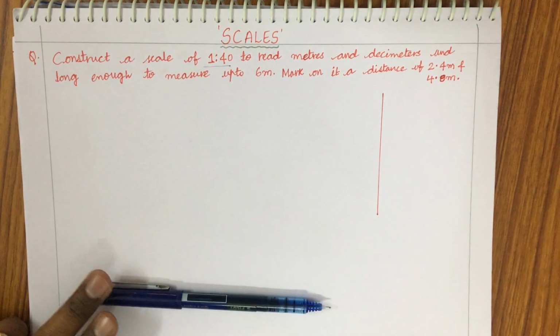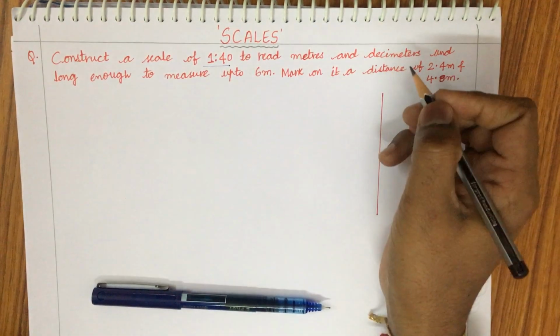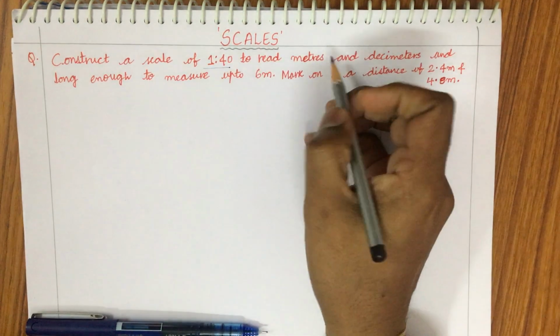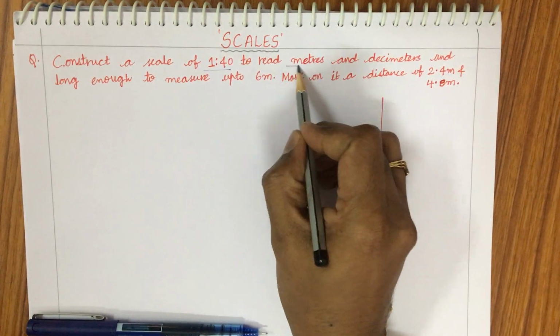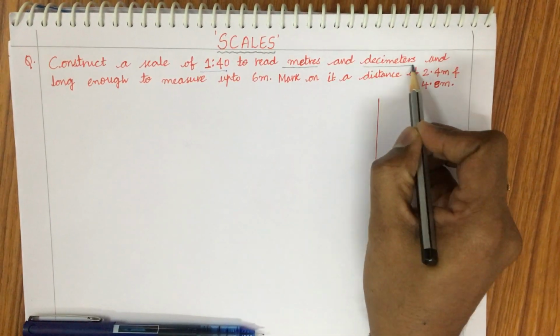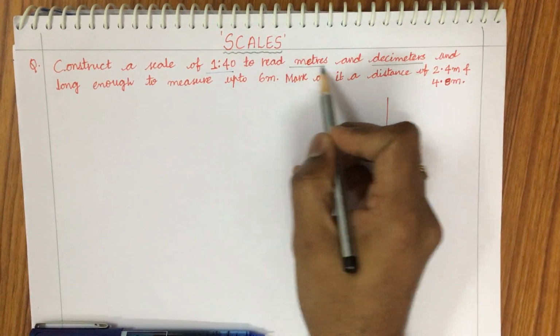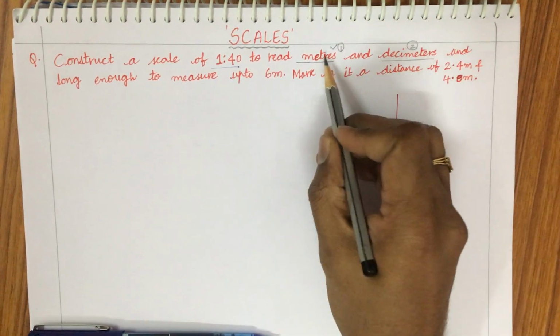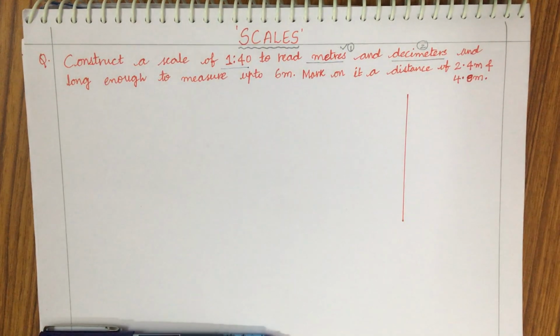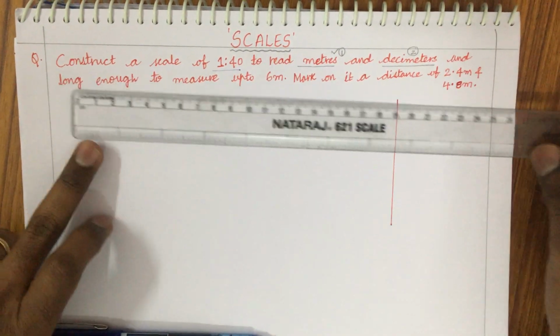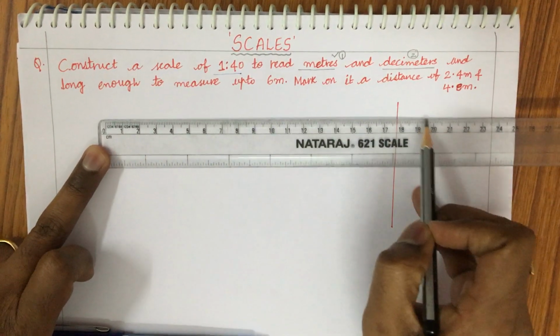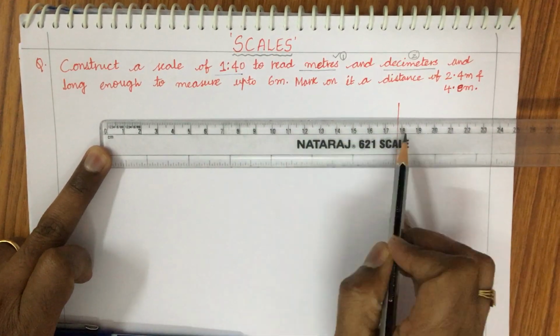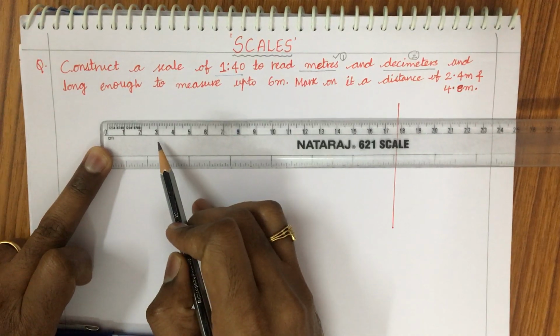By looking at what factors are you going to identify whether it is a plane scale or a diagonal scale? It depends on the units. If you look at the question here, it is to read meters and decimeters. I mean, we have two units. We will take into consideration a normal plane scale. It is of 2 units. We can read a centimeter on it as well as a millimeter on this scale.